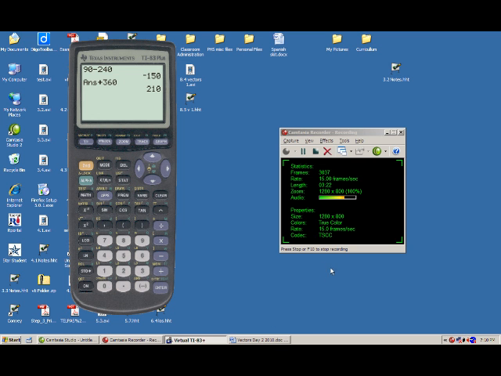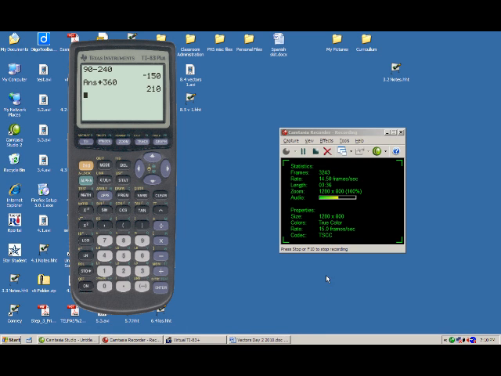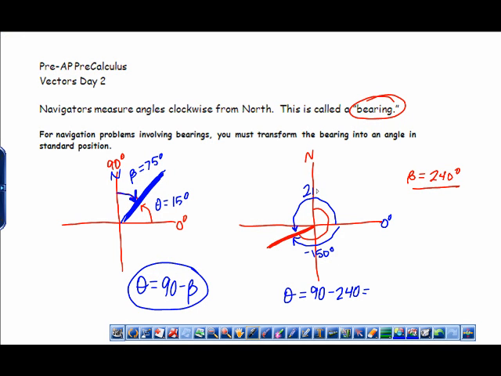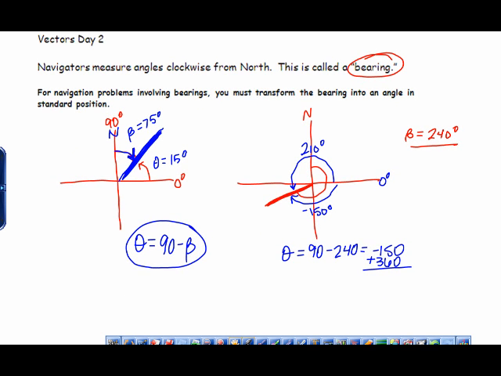Okay, so looking back at the picture, negative 150 was actually this angle right here. This was negative 150 degrees. But when we added 360 to it, we got 210. So that's this one right here, 210. So we get negative 150, you would add 360, and you would get 210 degrees. And this would be the theta that you use for the resultant vector.